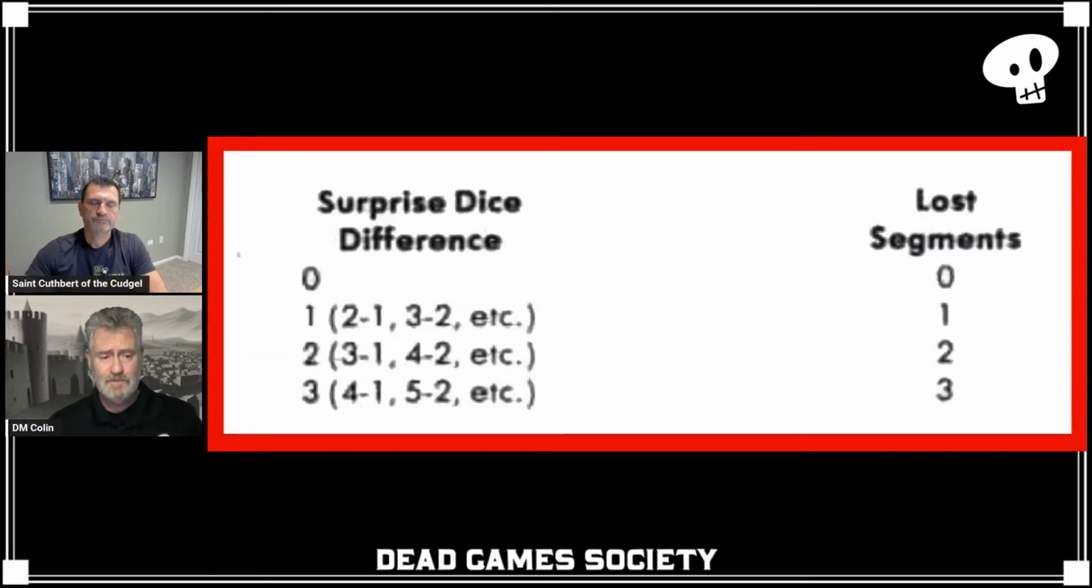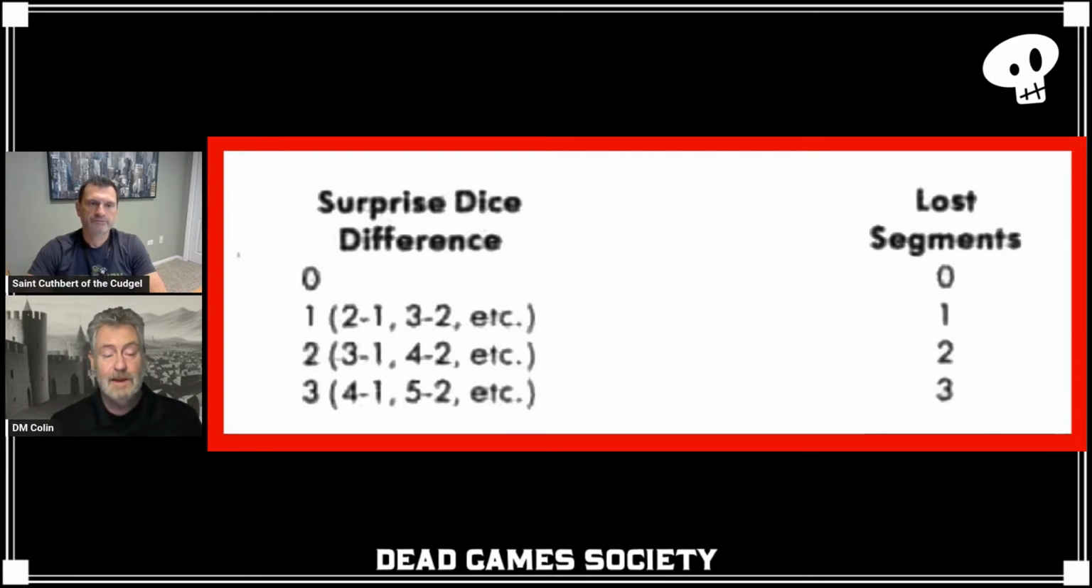In the DMG, there's this weird little table that a lot of people think is a typo or a mistake. Because after giving us the general rule for surprise, Gary started comparing die rolls and subtracting the surprise dice from each other to get lost segments. So now here's where the trouble starts. We know that if we roll a 1 or a 2, we might be surprised for 1 segment, or we might be surprised for 2. But you see here in the final row, you could be surprised for 3 segments.